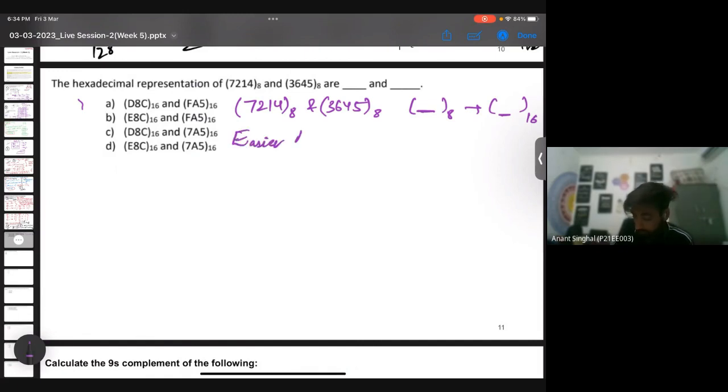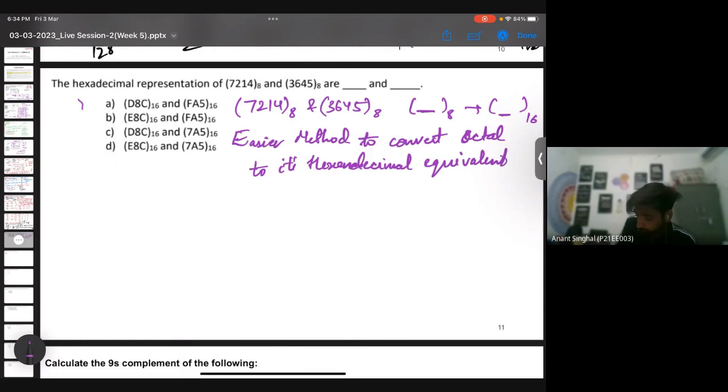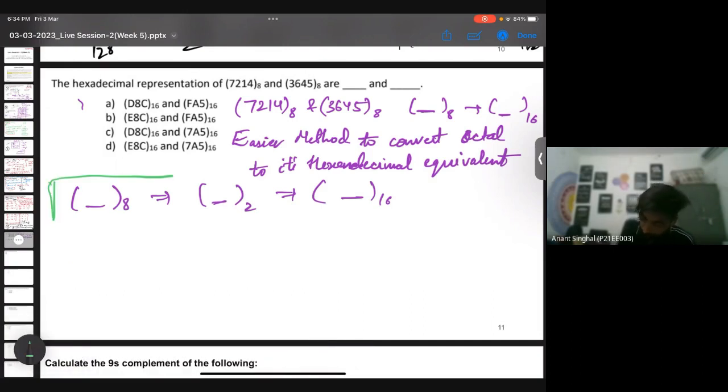So the easier method, or the shortcut, to convert octal to its hexadecimal equivalent. For this, whatever octal digits you have been given, you first convert them to their binary equivalent, and then you can easily convert that to its hexadecimal equivalent. This is the shortcut that I'll be explaining using a problem which I have taken.